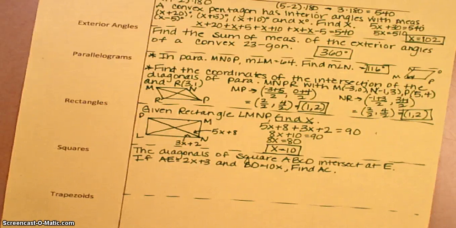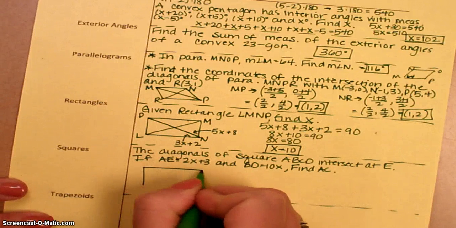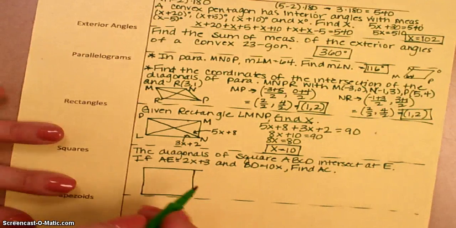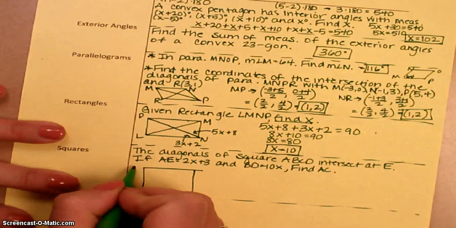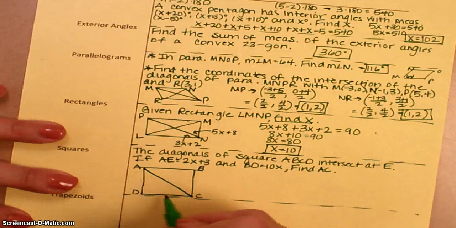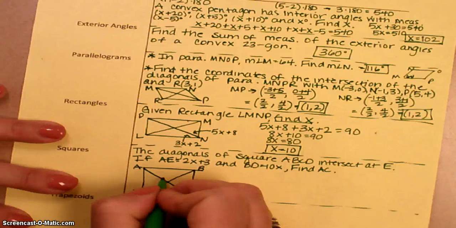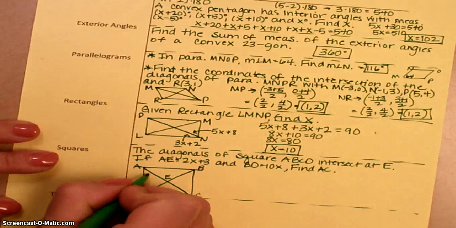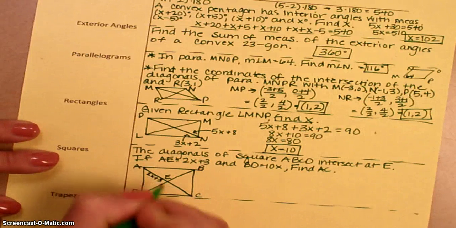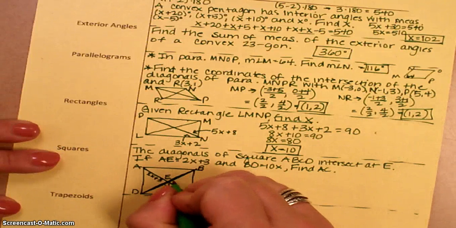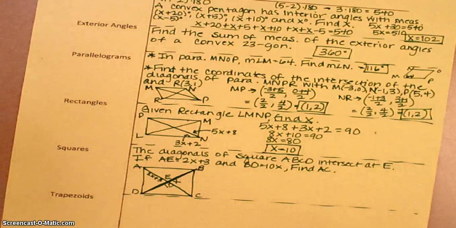Well, it might be helpful to draw a picture for this. Oops, it's a square. I was starting to draw a rectangle. All right, diagonals. If we have A, B, C, D, and they intersect at E. Okay, so AE is 2x plus 3. This whole thing here is 10x. We want to find AC.